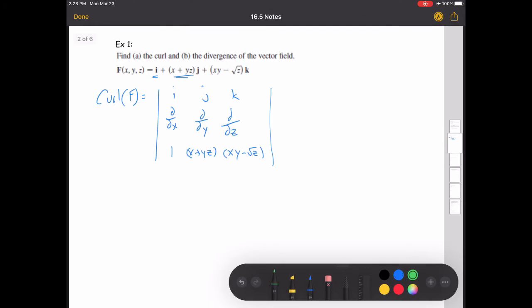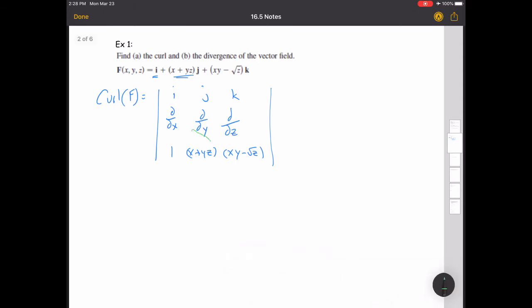For the first component, eliminate the i row and column. We have the partial of y times this one, so the partial of y of this one is just going to be x. You perform the partial operator on the component that it matches up with. This one is going to be the partial of z, and you're just going to get minus y. Hopefully that makes sense. I'm not going to keep circling these because it's going to get messy.